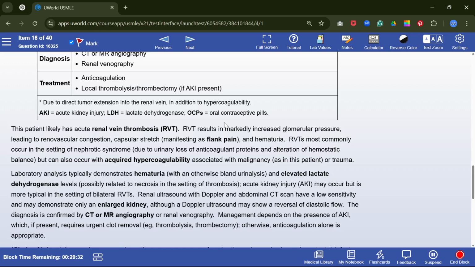Management depends on the presence of AKI, which, if present, requires urgent clot removal, thrombolysis, or thrombectomy. Otherwise, anticoagulation alone is appropriate.